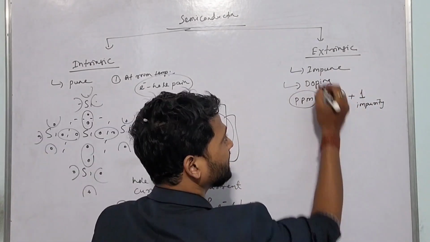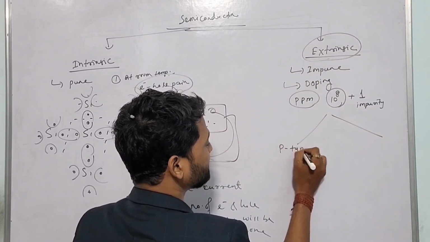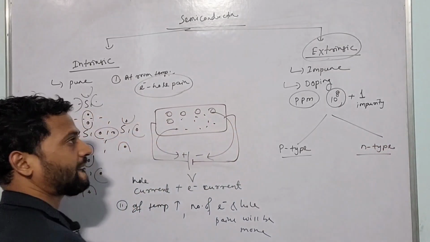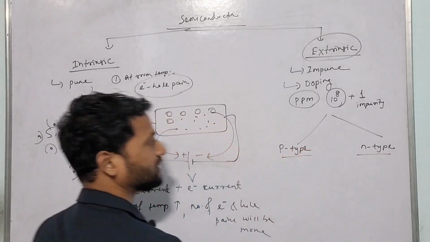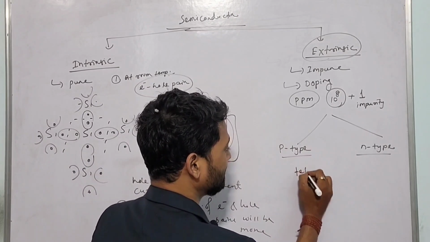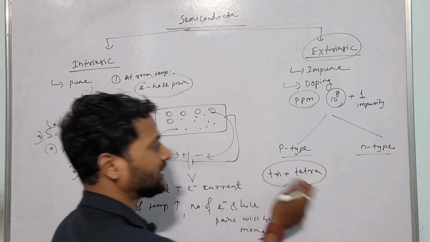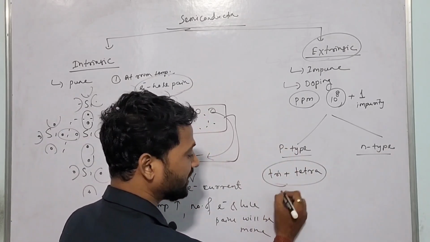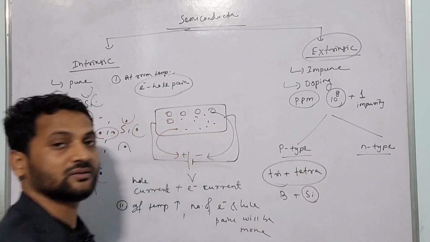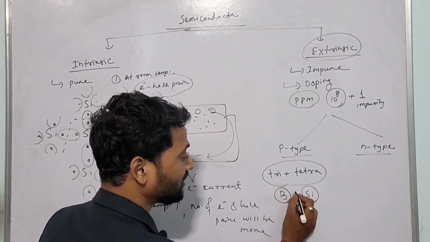Next, based on doping we can classify extrinsic semiconductor into two categories: p-type semiconductor and n-type semiconductor. As you know, the primary atom of a semiconductor is a tetravalent atom. If a trivalent atom is doped with a tetravalent atom, that will form a p-type semiconductor. I can take one example, boron plus silicon. Here silicon is the major element, the tetravalent primary atom, and boron is the dopant or impurity.